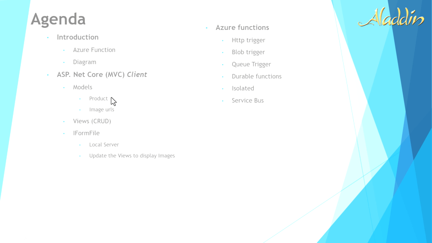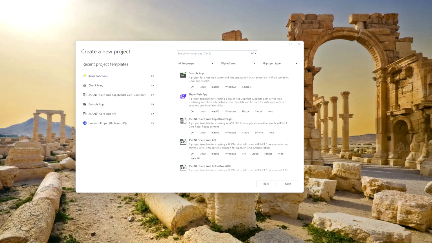We'll first add the product to the database. After that, we'll send the images to be stored on the local server, which is our local machine. At the same time, we'll save the URLs in our database. Hopefully in this video we can do all this stuff, and I'm sure it's something simple, not that hard. So first, we need to create an MVC application.